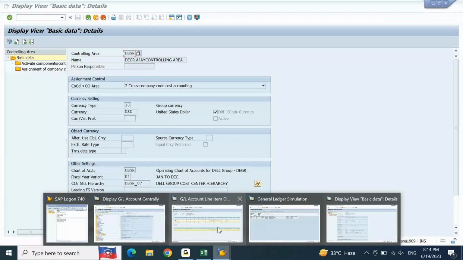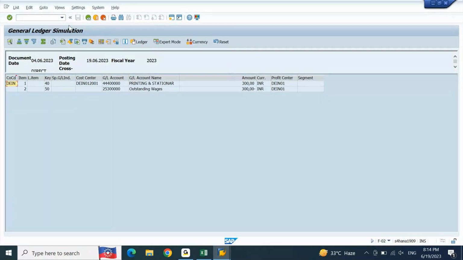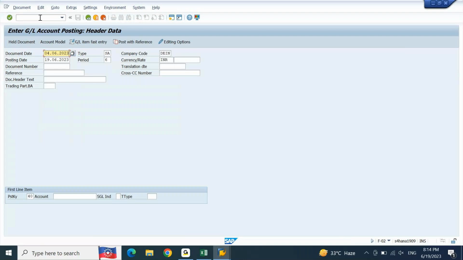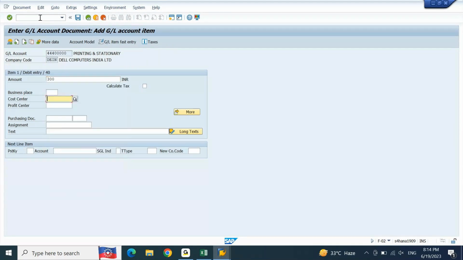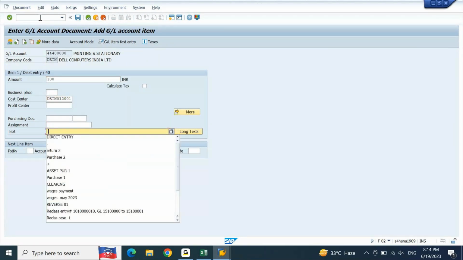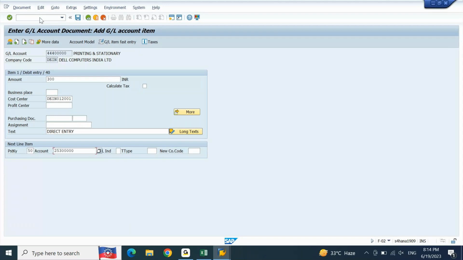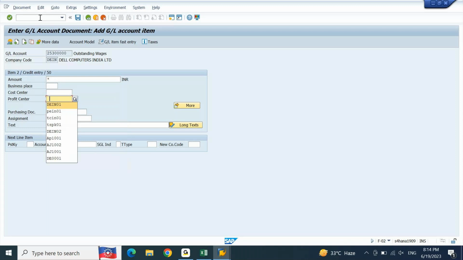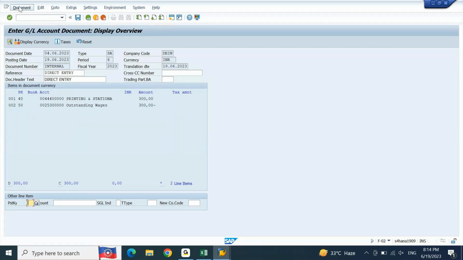Let us do it again if somebody has changed it now. F-02, direct entry. I'm directly putting these values now. Same thing, I'm just replicating again. Direct entry, posting key 50, outstanding wages, document simulate, simulate general ledger.